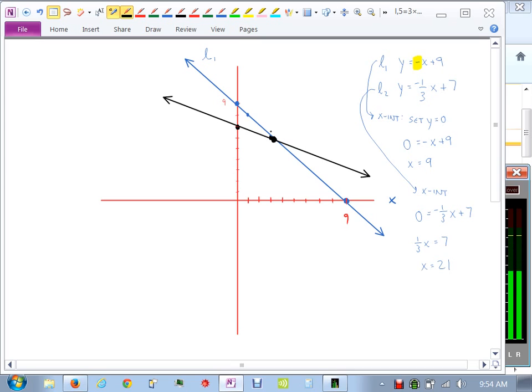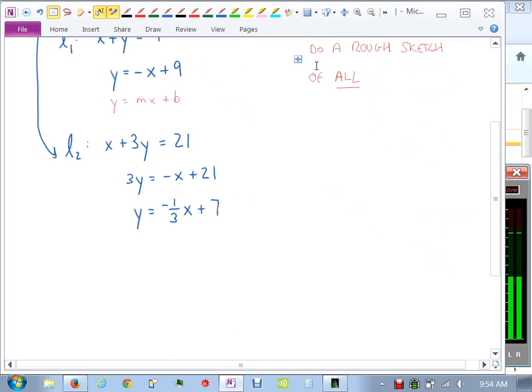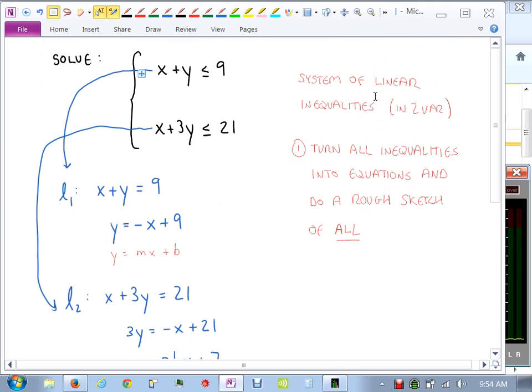All right. Now, I should have pointed this out. I didn't. I drew them both solid. Why did I draw them both solid? Because the inequalities had equal signs on them. So let's go back over here real quick. See this, the step I had given you? Turn all inequalities into equations and do a rough sketch of all.